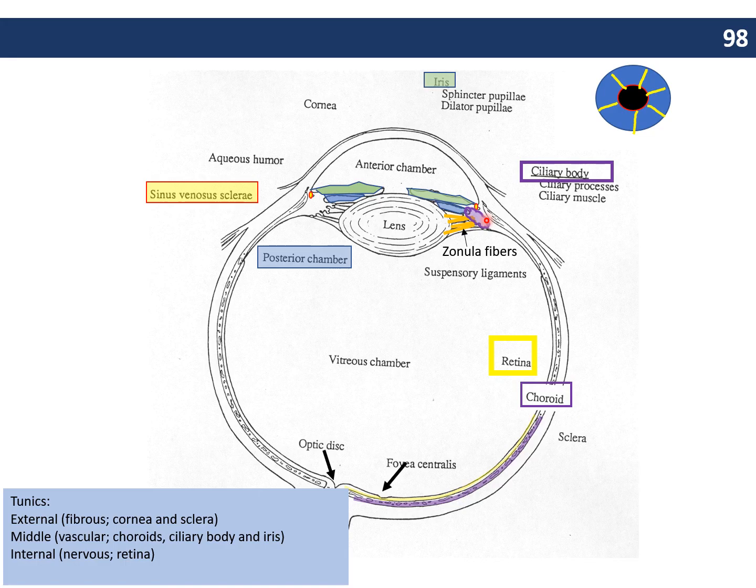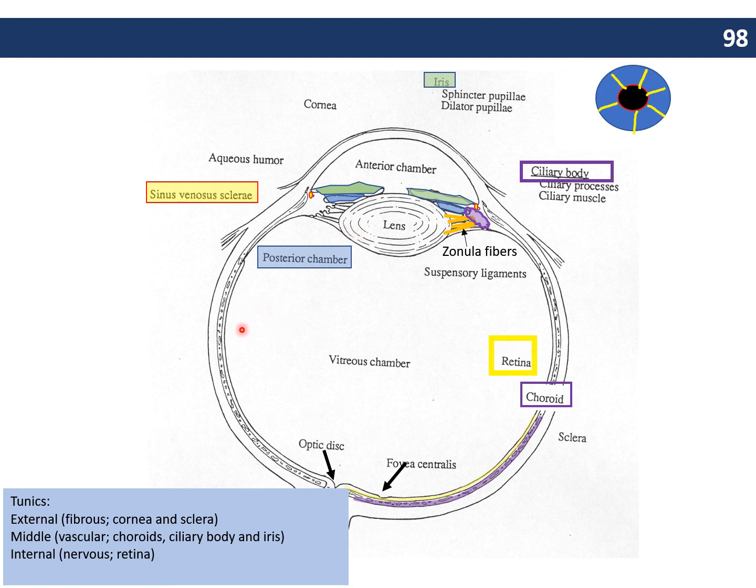The zonular fibers extend from the ciliary processes, also called suspensory ligaments, and they act upon the lens, either increasing the tension or allowing it to round, or decreasing the tension, allowing it to flatten out to change the focusing of the gaze.